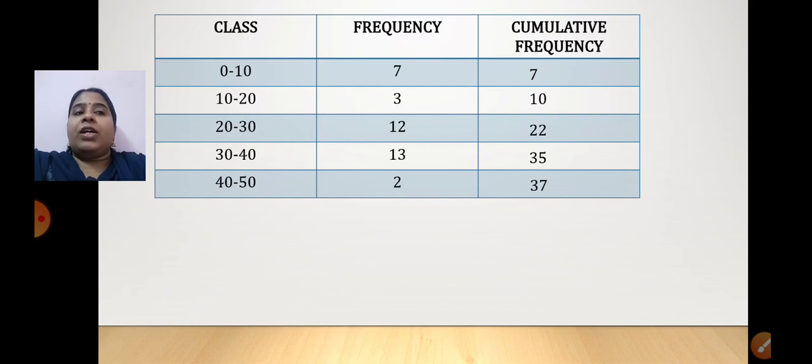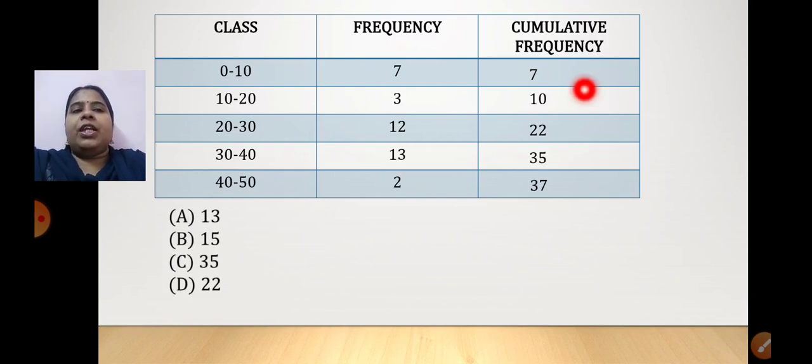So they have asked us the cumulative frequency of 30 to 40. So it's 35. See this, 35. Of the class 30 to 40, the cumulative frequency is 35. So out of these options, which one is the correct one? Option C, that is 35. I hope this concept is also clear to you.